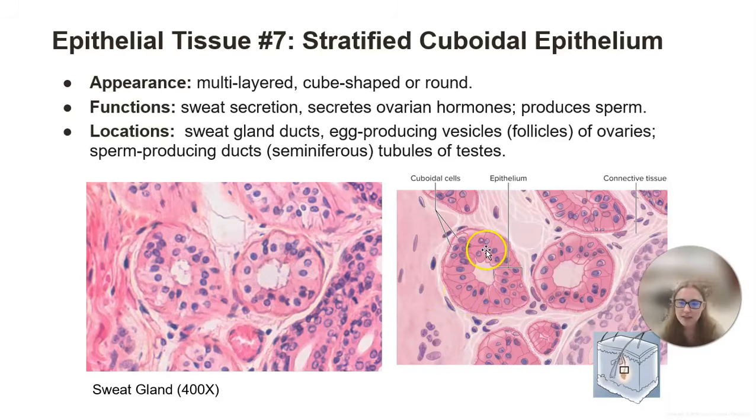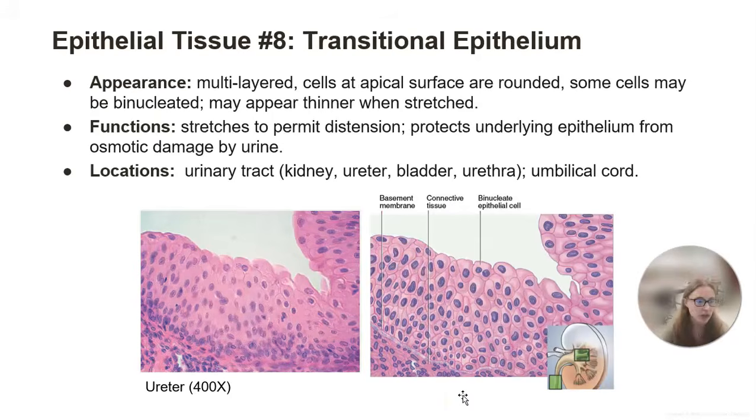However, most of these cells are roughly as long as they are wide. They're certainly overall more cuboidal in appearance than columnar or squamous. So we're going to call this stratified cuboidal epithelium. And then our very last tissue type we're going to talk about is going to be our transitional epithelium.